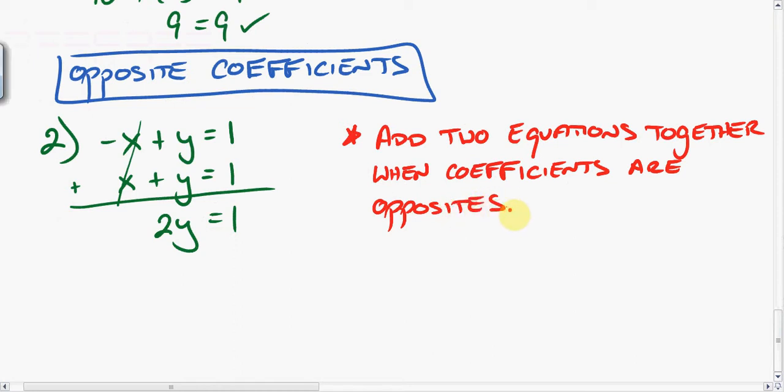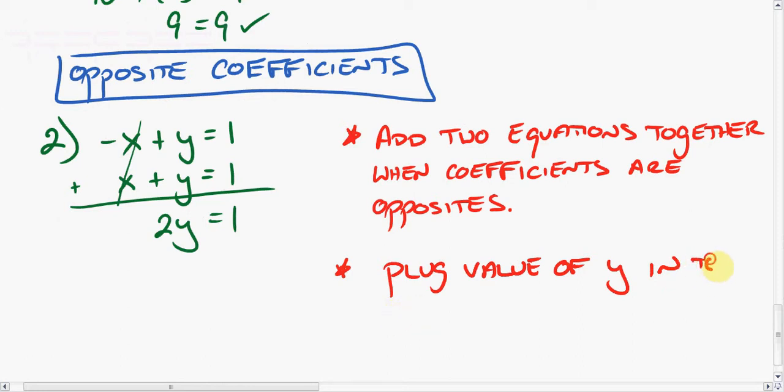And again, you get to plug the value of your variable into any equation. Plug the value of y into either equation, just as we did previously.